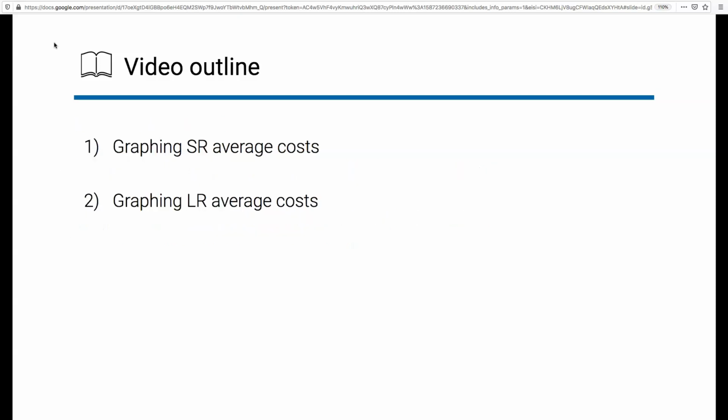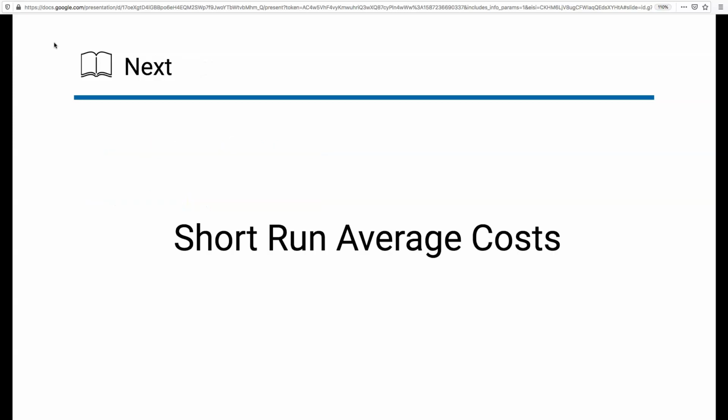And so in today's video, we're going to do two things. First of all, we're going to look at the components of the short run average costs, and we're going to graph short run average costs. And once we complete that task, we'll switch to graphing long run average costs. So let's begin with the short run average costs.